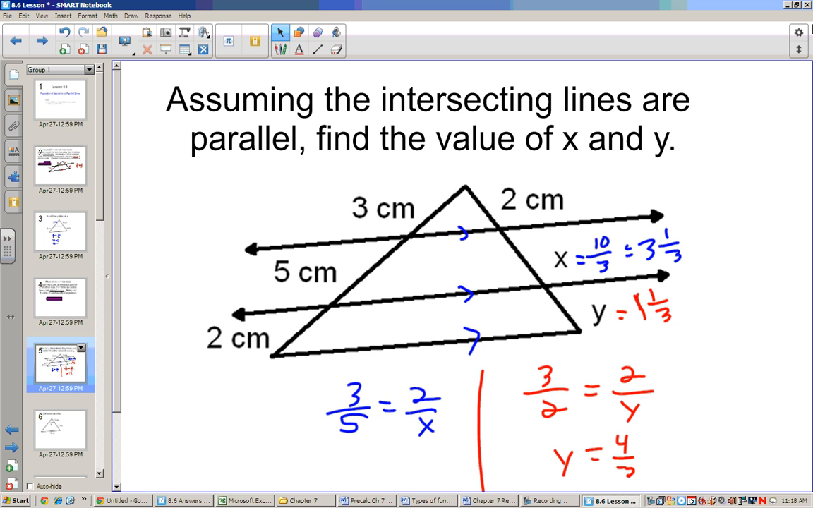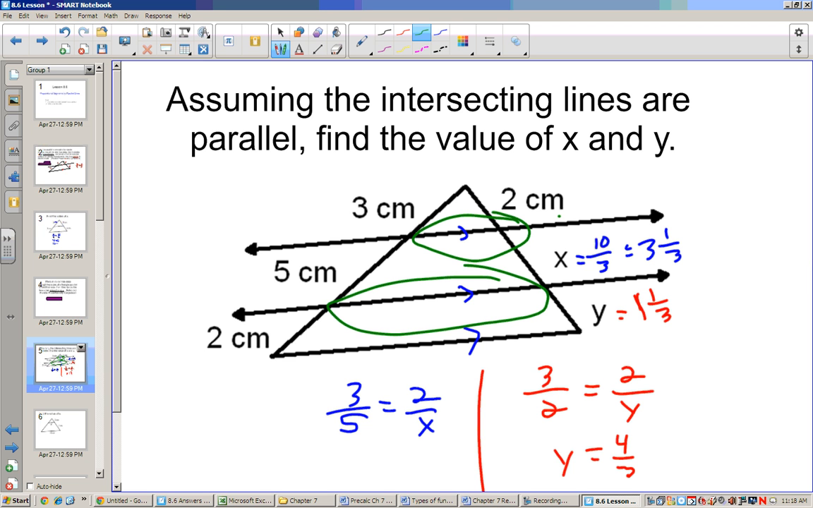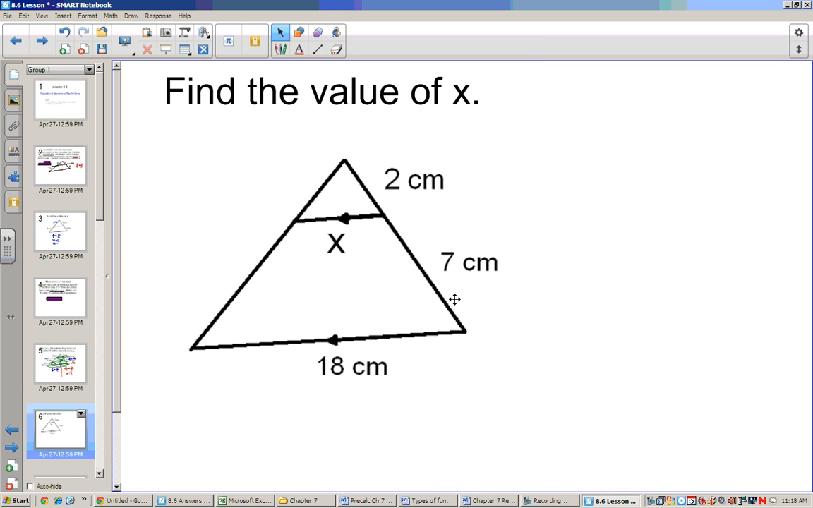Now one key thing that you need to keep in mind as you're using this conjecture is that this has no bearing on these sides. These three sides are not proportional to these sections that are cut by the parallel lines. So in this problem, we can't say 2 over 7 is equal to x over 18. That is not going to give us the right value for x.